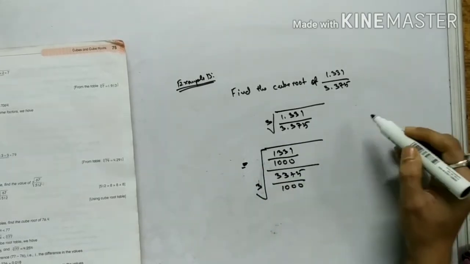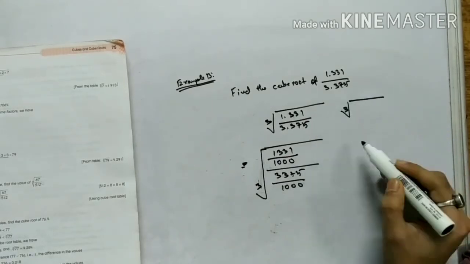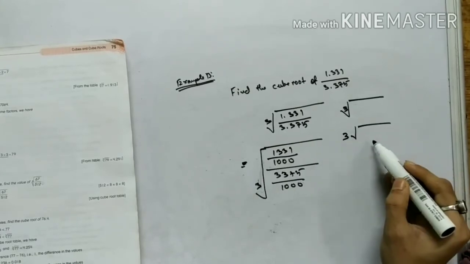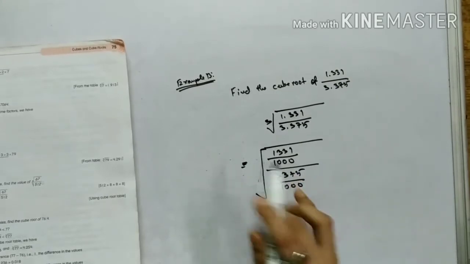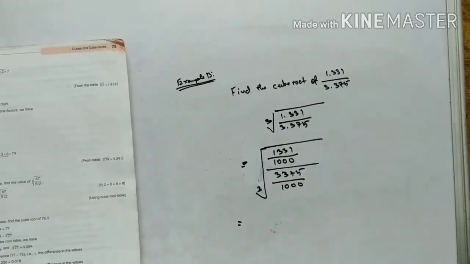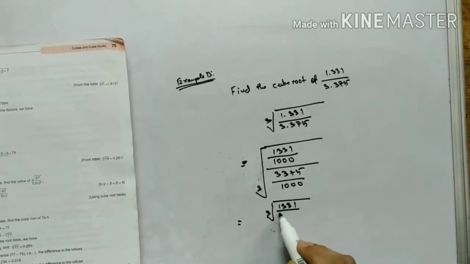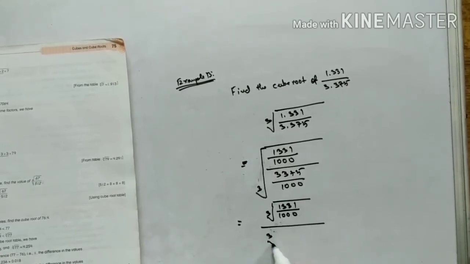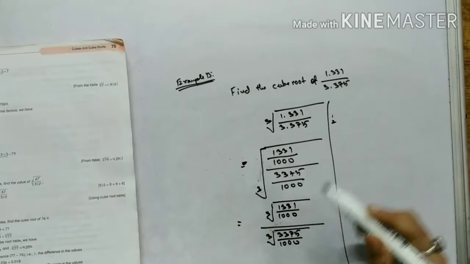While writing cube root, you remember we write cube root in this way. You give the root and in here you write 3. If you write it in some other way, it will be wrong. So write it properly. This is cube root. So in here again this becomes cube root of 1331 by 1000 by cube root of 3375 by 1000. Okay, so this one again is equal to, again in here I can split it.